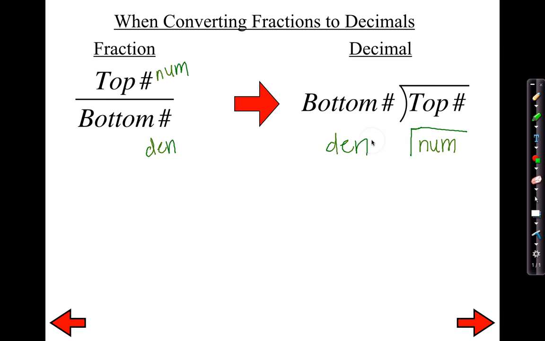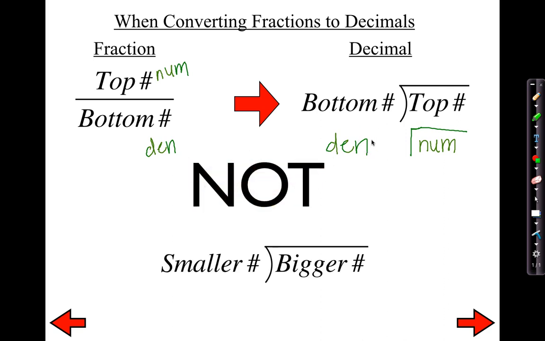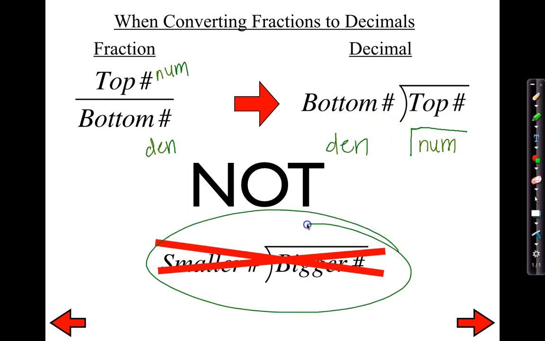Now, a very common mistake is a lot of students think, oh, it's always bigger divided by the smaller number. Yes, this happens sometimes, but is this always the case? The answer is no. It will always be top number divided by bottom number. And yet again, another way of rephrasing it is numerator divided by denominator. So please don't remember it as biggest divided by smallest. That is incorrect.